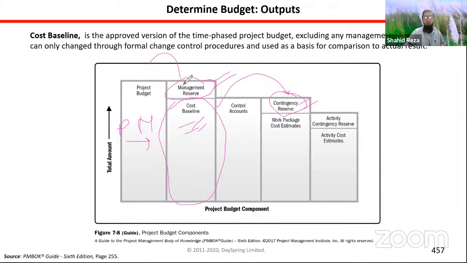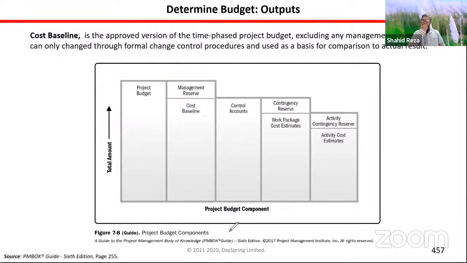But if you want to use management reserve for any adverse situation, you always have to take permission, take approval from management. That is not part of the cost baseline. That is extra money, and management always expects this money will not be used. All right. So this is the difference between cost baseline and project budget. If you can remember this figure, you can easily understand how the project calculation happens in PMBOK, in projects generally, and what is the difference between project budget and cost baseline.